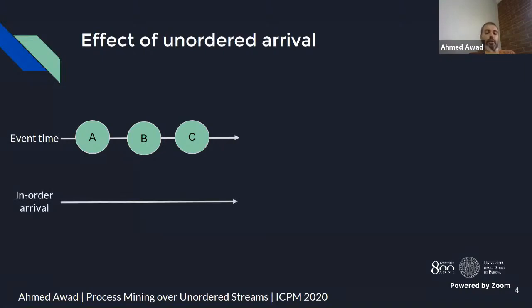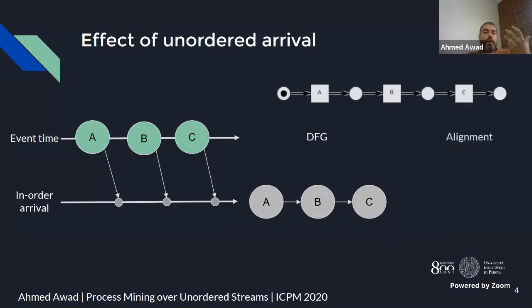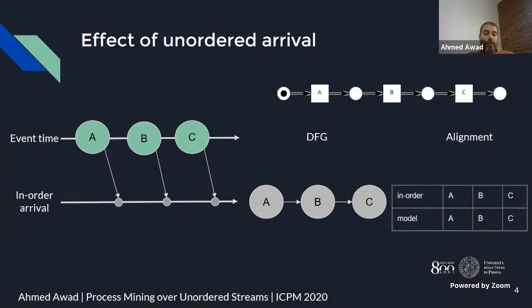In an in-order arrival, if things are perfect, these events at the conformance or process mining observer will be observed in the same order. So we first observe event A. If we're maintaining some intermediate representation for discovery, like a directly follows graph, we can construct the graph incrementally in a way that reflects the same order of arrival of the events, which is also the same order of generation. And in an alignment context, we can also derive a correct alignment to the model.